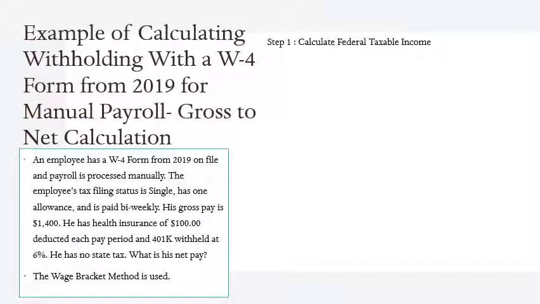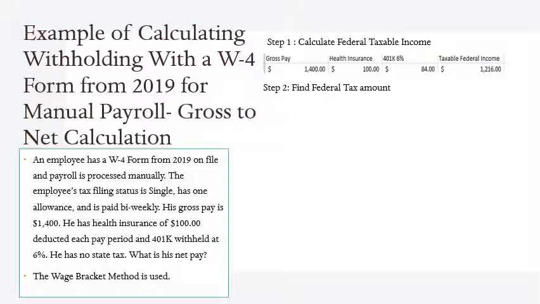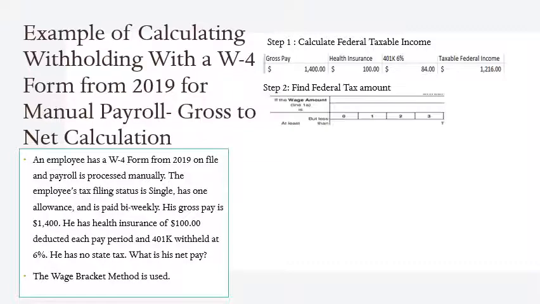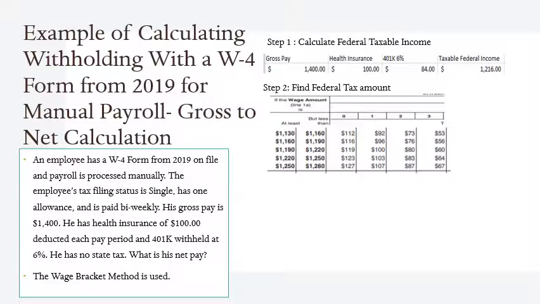So step one, we have to calculate federal taxable income. So we have to take his gross pay of $1,400 and subtract his health insurance of $100 and his 401k withheld at 6%, which is 6% of his gross pay, $1,400. And that results in a taxable federal income of $1,216. And so for step two, now we have to find his federal tax amount. And so we have to make sure that we are looking at the biweekly pay frequency chart.